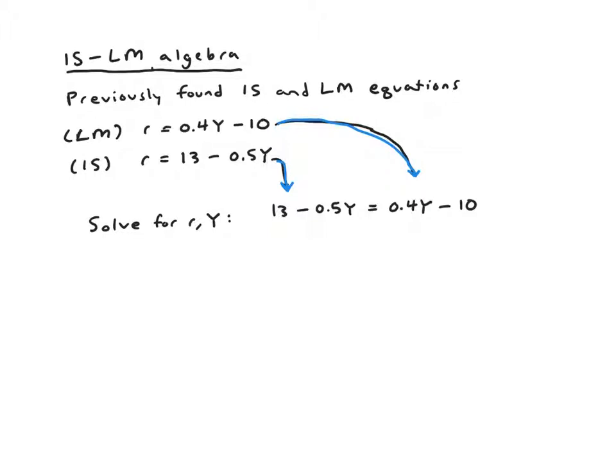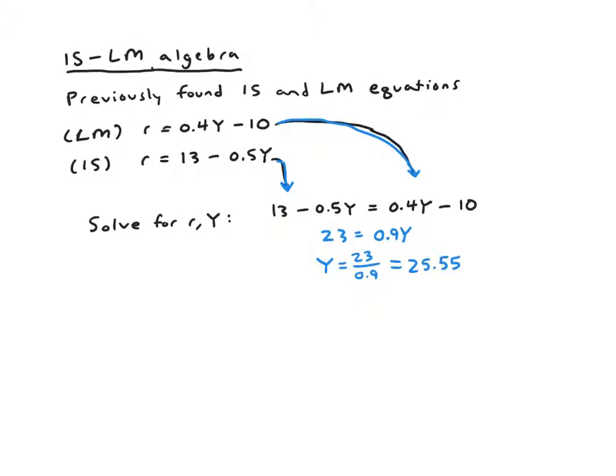So let's get all the y's on one side and the numbers on the other. So we'll move the minus 10 to the left-hand side, and we get 23. We'll move the minus 0.5y to the right, and we get 0.9y. And now we have a bit of a mess, because if we solve out for y, we have that it's 23 over 0.9. That's not the kind of calculation you want to do in your head, so you bust out a calculator and you can round this off. It's approximately 25.55, or even you could just say 25.6.